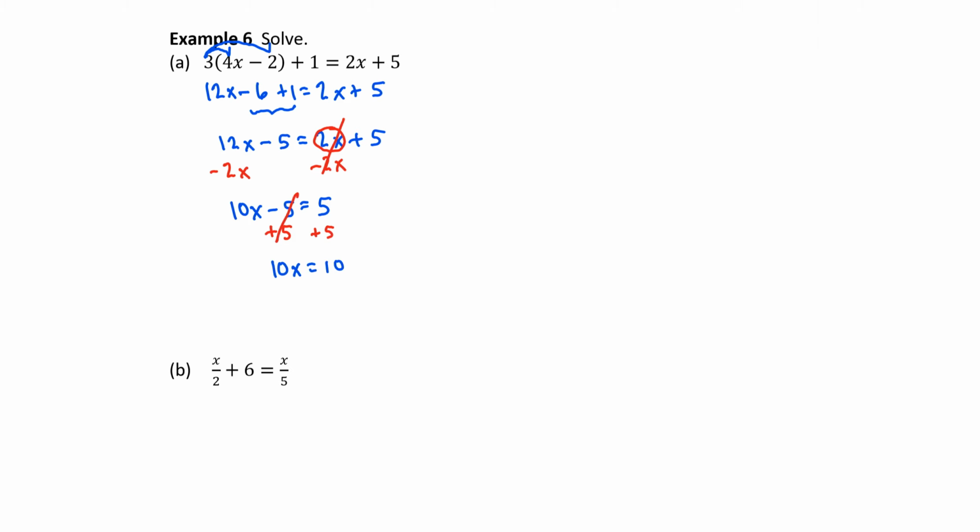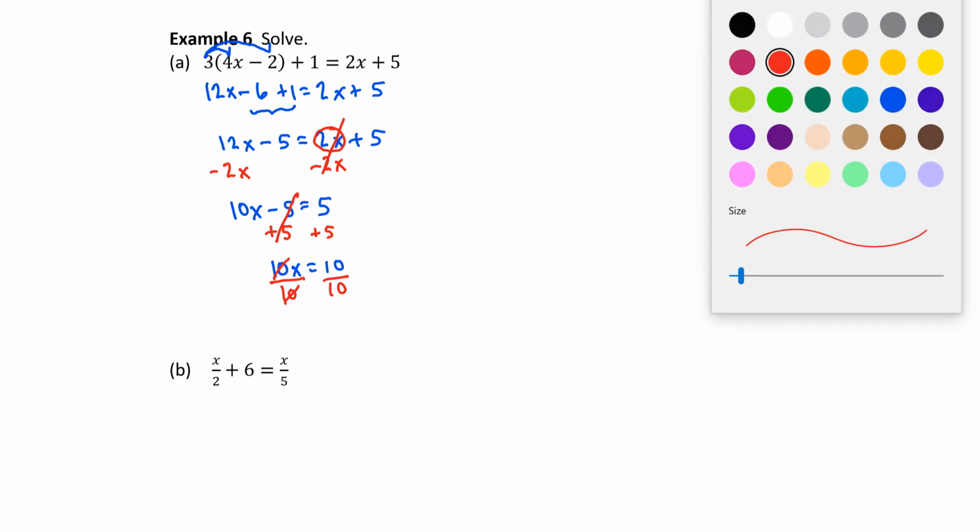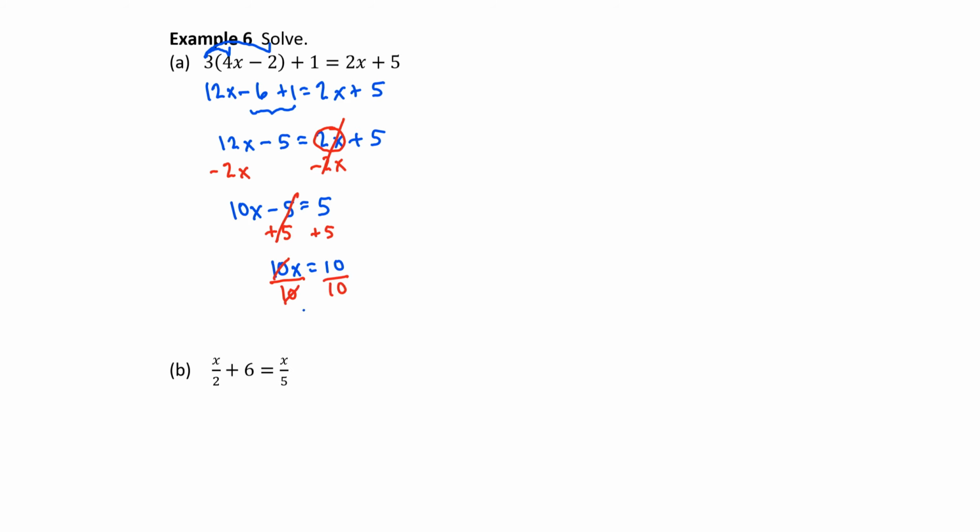Finally, we're going to divide both sides by the variable's coefficient. We're going to divide by 10 on both sides, so that cancels out and gives us a coefficient of 1, which we don't have to write down. And on the right side, 10 divided by 10 is 1. So the solution to this equation is x equals 1.